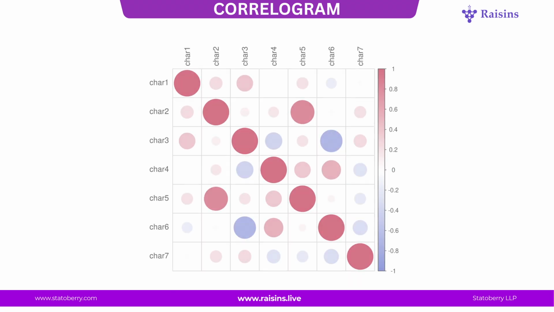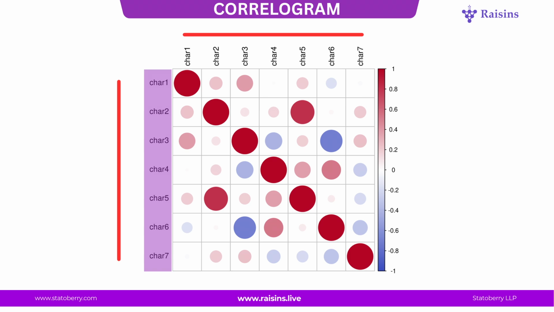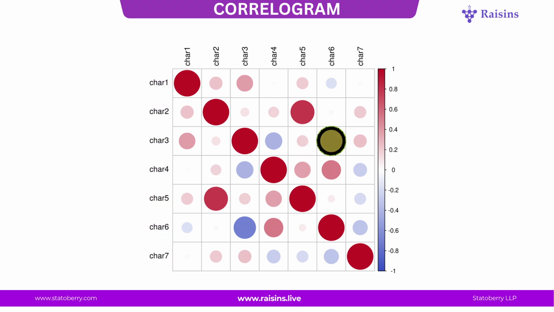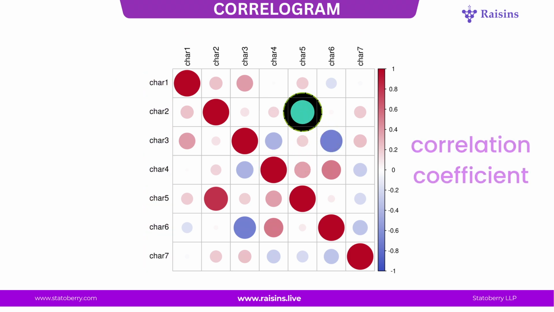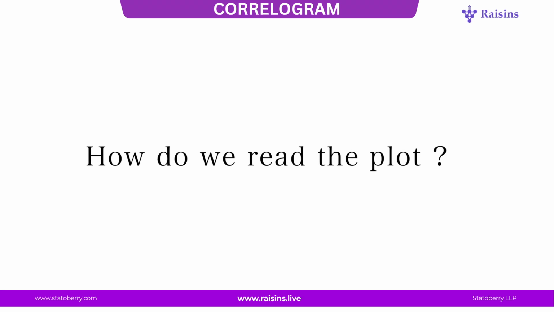This figure shows the correlation plot, also known as the correlogram. Here, the variables are labeled from character 1 to character 7 along both the rows and columns. Each circle in the grid represents the correlation coefficient between two variables. Let's understand how to read this plot.